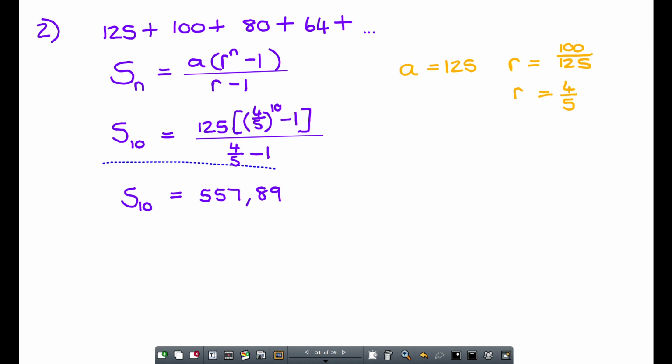Okay, so R is 4 over 5, then we start with the general equation and substitute in. Hier sal jy sien dat ek gaan instel my A-waarde en die R-waarde. They wanted the sum of the first 10 terms, so that should give you 557,89. Any questions there?